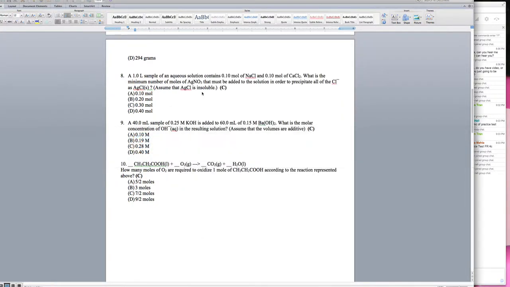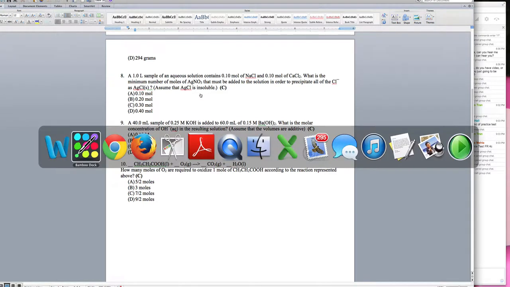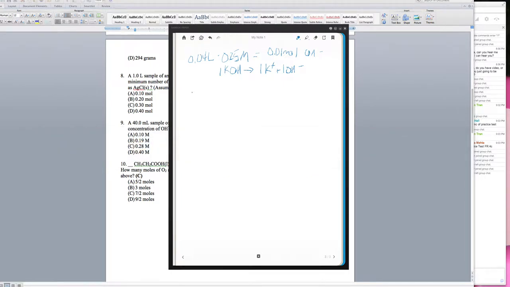Now, the other one was the 60 milliliters of 0.15 molar Ba(OH)2. I keep looking at it and then forgetting what it is. 60 milliliters of 0.15. 0.06 liters times 0.15 molar. On this side you have 1 Ba and it's barium hydroxide. So when it dissociates, you're going to get 1 Ba2 plus and 2 OH minuses, right? So if this is 0.15 molar, this is 0.30 molar. Are you guys just tracking with that? Copacetic? Yeah. Right on.